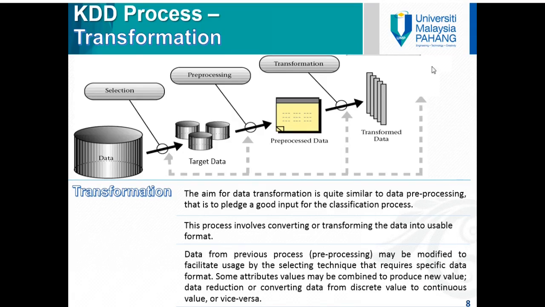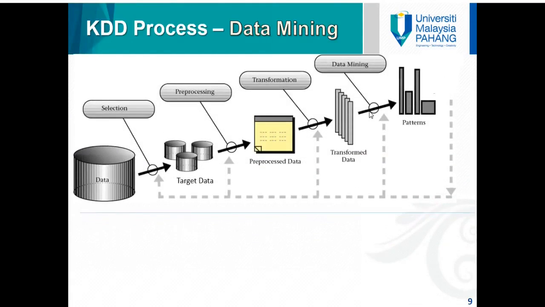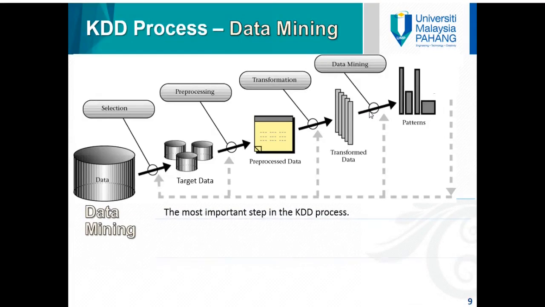So that's why the transformation step produces transformed data from the pre-processed data, because we are just transforming the pre-processed data into transformed data. This is the aim of the transformation and the output of the transformation step. Then the next step of the KDD process is data mining.